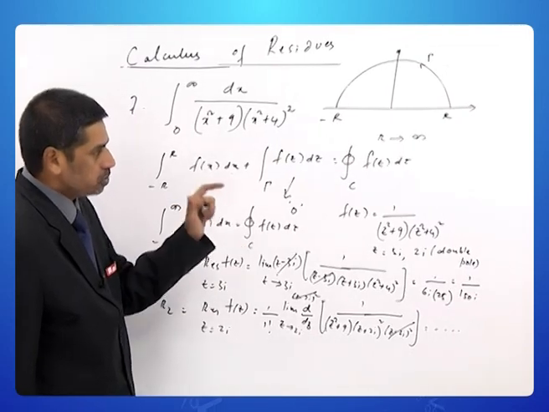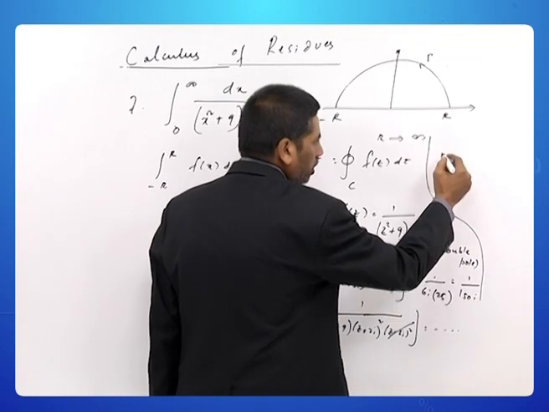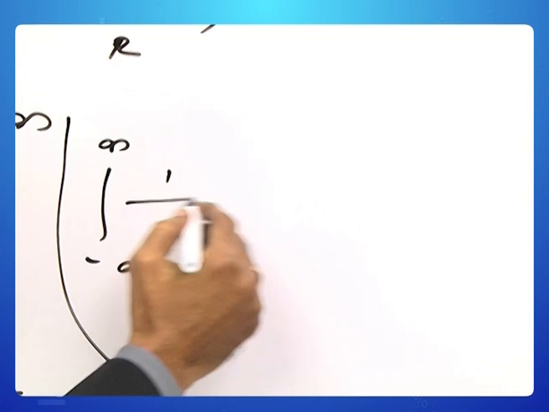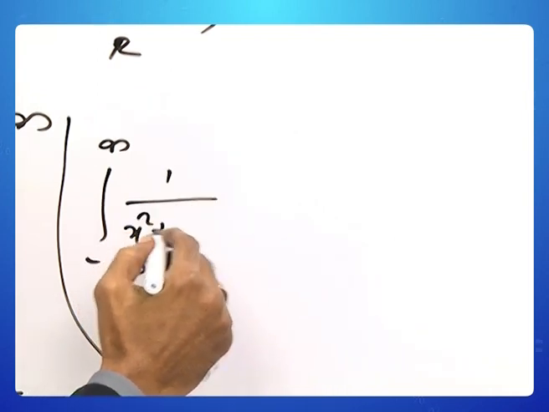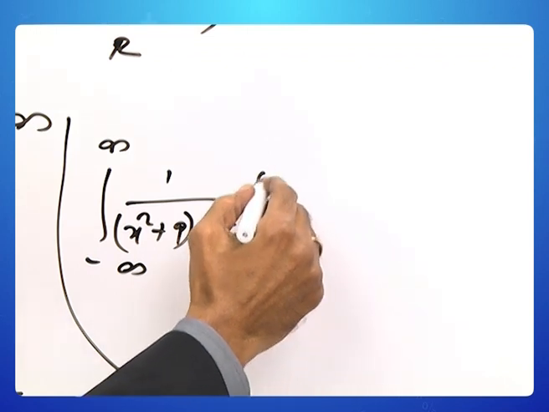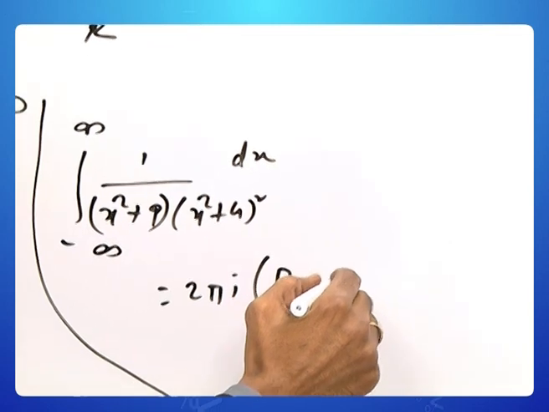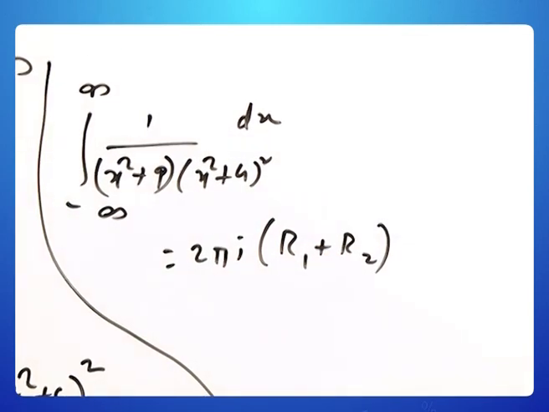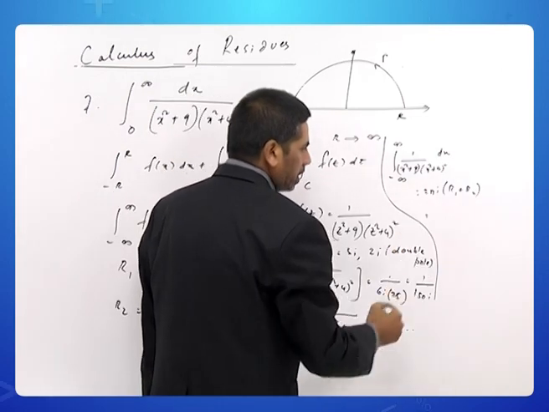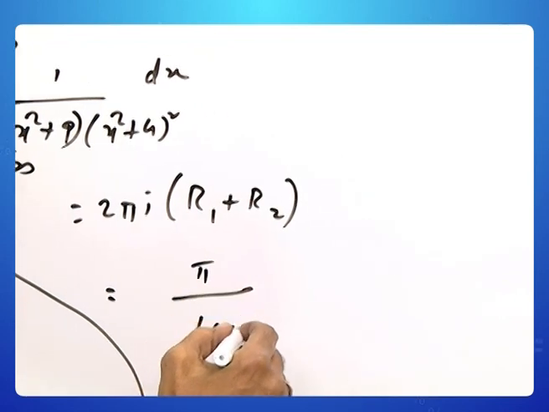Now, when it comes to the value of the integral, what is that you are going to get? Integral from minus infinity to plus infinity of 1 by (x square plus 9) into (x square plus 4) whole squared becomes 2 pi i into (R1 plus R2). R1 I have calculated, R2 you please do that, and then you will get some pi by 100. Please verify.